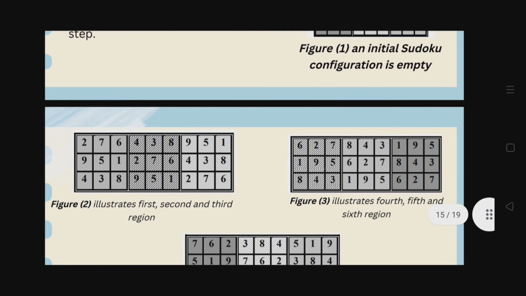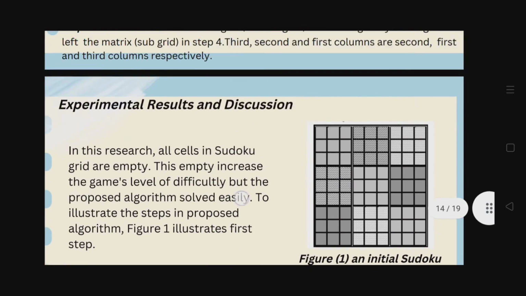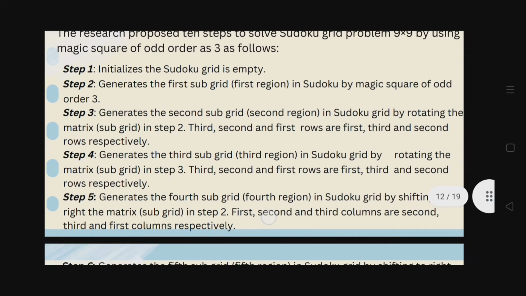As you can see in figure 2, it illustrates the first, second, and third regions. If we go back to the steps, from step 1 to step 4 it covers the third region. So step 1 is to initialize the Sudoku grid as empty. Okay, we are done there. Then in step 2, generate the first subgrid or first region in Sudoku by a magic square of odd order 3.